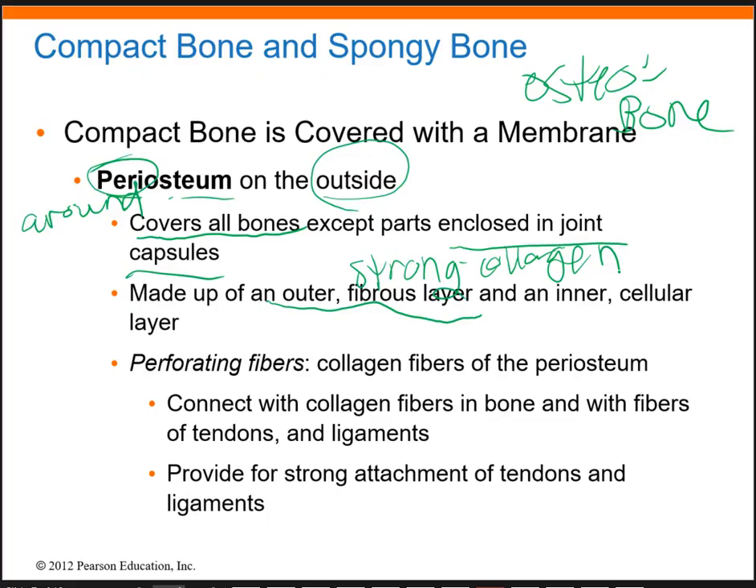There's also an inner layer. The inside layer of the periosteum is a cellular layer, meaning it has cells present. So cells like, for example, osteoprogenitor cells. Those are stem cells that can divide and then fuse into the bone.